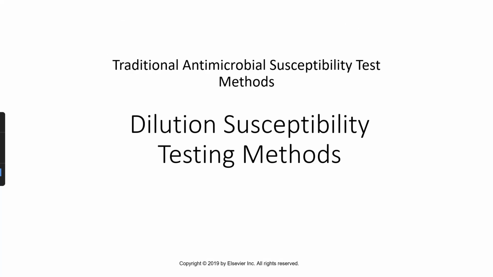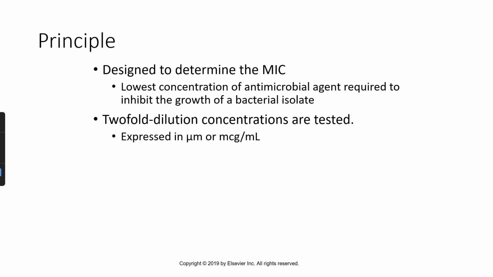Dilution susceptibility testing methods. Dilution susceptibility testing methods are designed to determine the minimum inhibitory concentration, or the lowest concentration of the antimicrobial agent required to inhibit the growth of a bacterial isolate. In other words, you're going to take the antibiotic, dilute it, and then test the bacterium in the presence of each one of those diluted concentrations and see what is the minimum concentration that we can go to before the bacteria are no longer susceptible to that antibiotic. Twofold dilution concentrations are tested, and it's expressed in micrograms per mL.